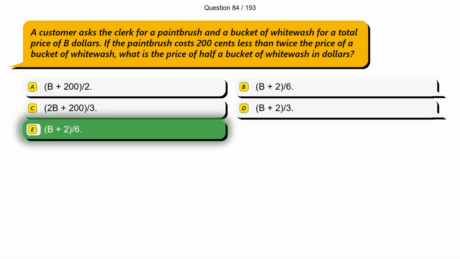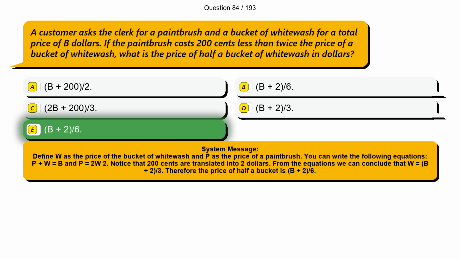The correct answer is option E, B plus 2/6. Define W as the price of the bucket of whitewash and P as the price of a paintbrush. You can write the following equations: P plus W equals B and P equals 2W plus 2. Notice that 200 cents are translated into $2. From the equations we can conclude that W equals B plus 2/3. Therefore the price of half a bucket is B plus 2/6.